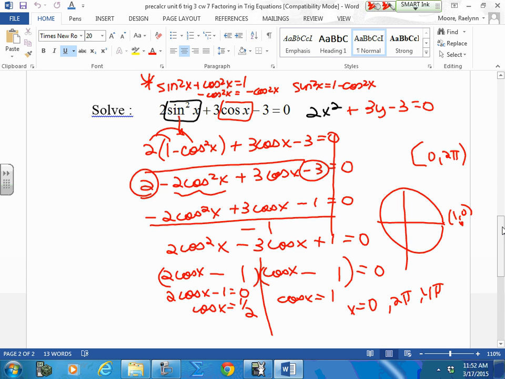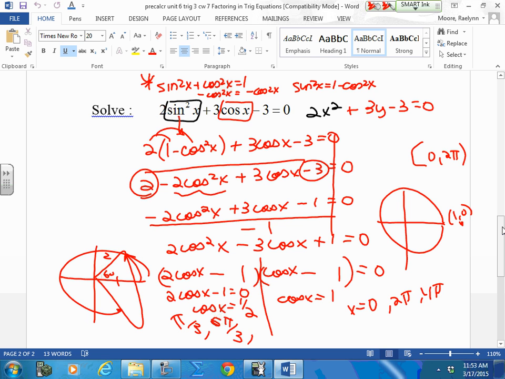And then cosine. Where is cosine positive? 1 and 4. So this is your 60 degrees. So what angle is this guy right here? Pi over 3. And what's this guy right here? Pi over 3? So let's just go from 0 to 2 pi, make life easy. Okay? This is probably one of the harder ones.